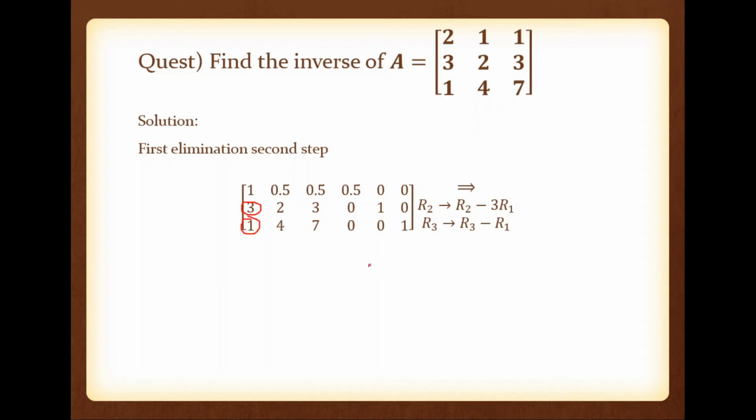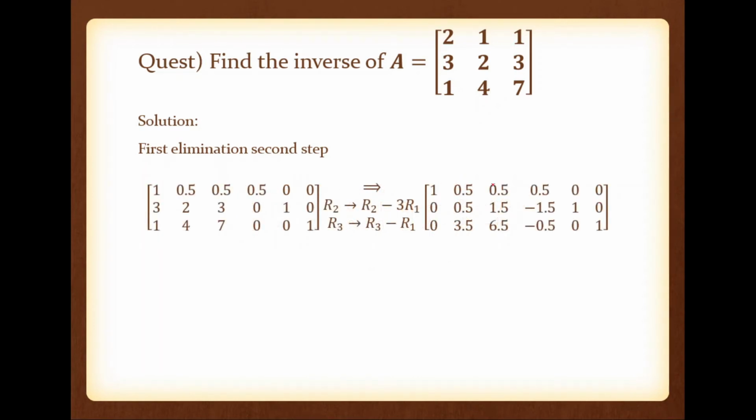So the modified augmented matrix is this one. The first row is not modified. In the second row we have 0, that is 3 minus 3 into 1, so that is 0. Then we have 0.5, then 1.5, then minus 1.5, then 1, then 0. Similarly, the third row is modified: 0, 3.5, 6.5, minus 0.5, 0 and 1. So this one is the modified augmented matrix after the first elimination.